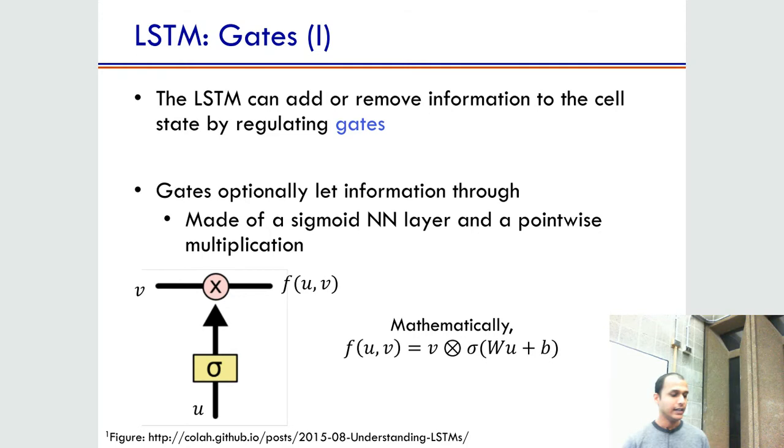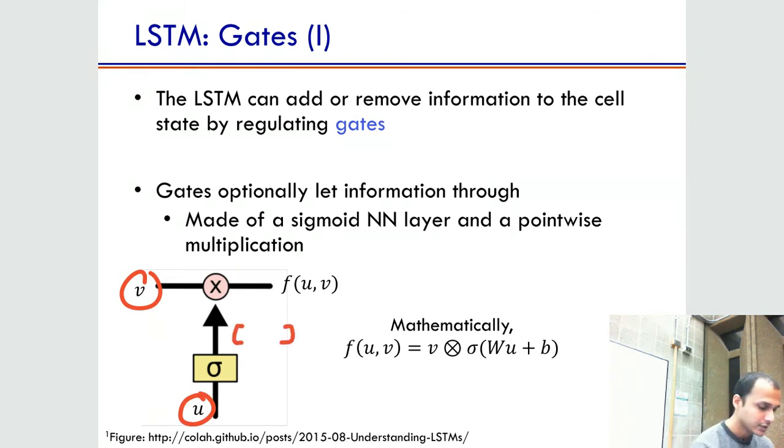So let's say I have a vector v, and I want to modify that vector. A simple gate can be a function which takes an input u, and depending on that input u, it outputs some numbers. Let's say v is a two-dimensional vector, so 3 and 5. u can be whatever dimension.